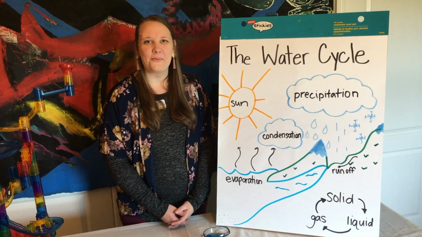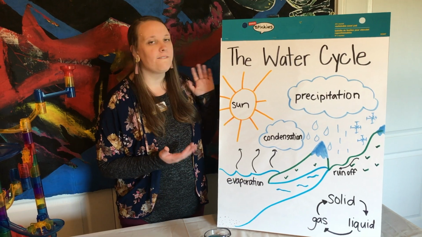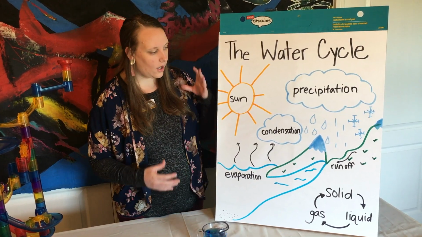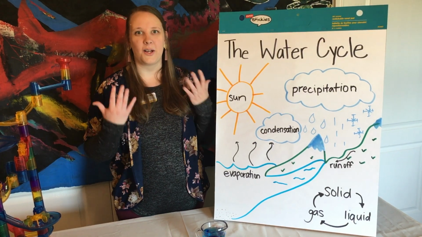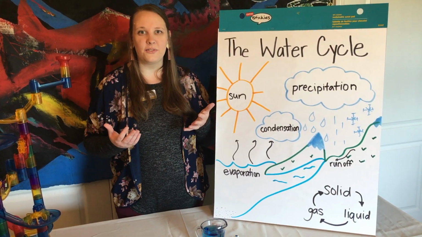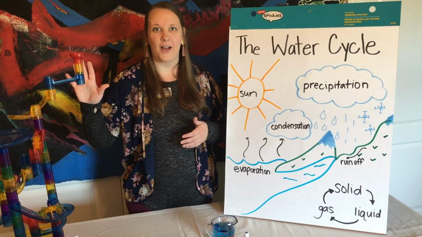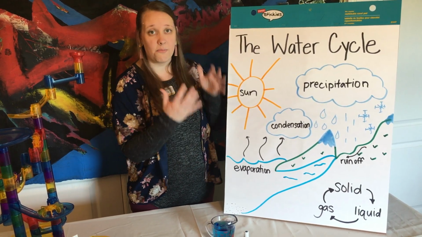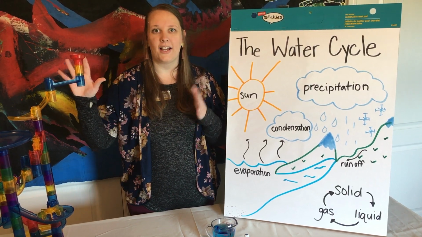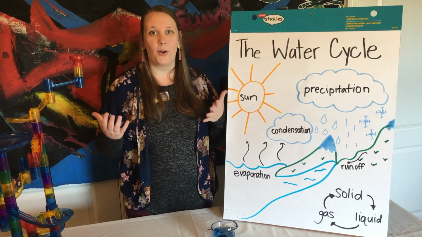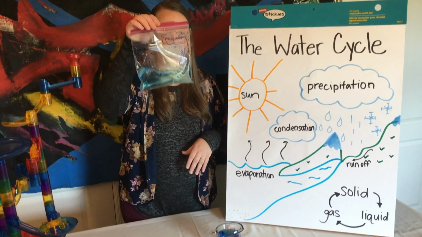Hi boys and girls, we are about to do our third and final lesson for the water cycle. So we have talked about how all the water in the world is all the water in the world, what we use it for, why we need it, where it comes from. We looked at what the water cycle does and how it moves the water, and we got to experiment with runoff. Well, today we are going to make our own water cycle in a bag.